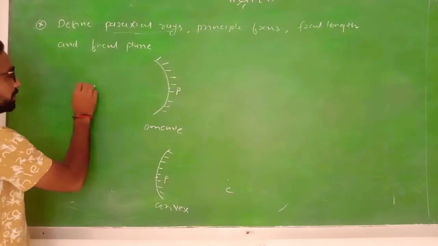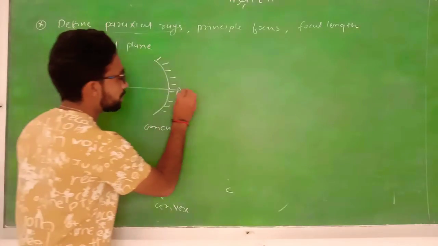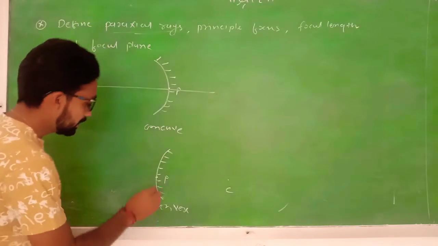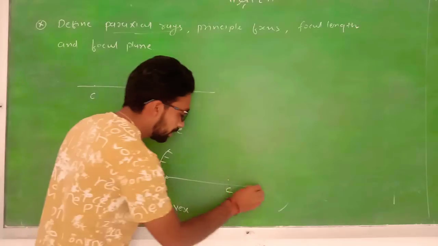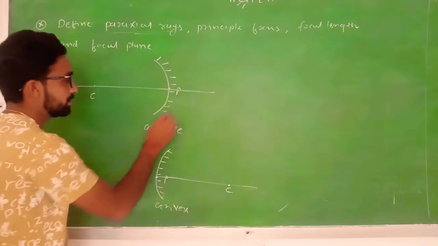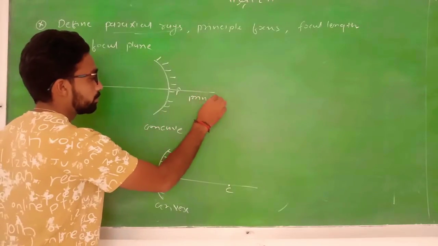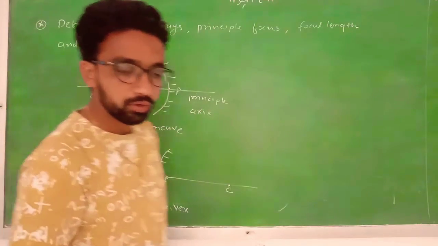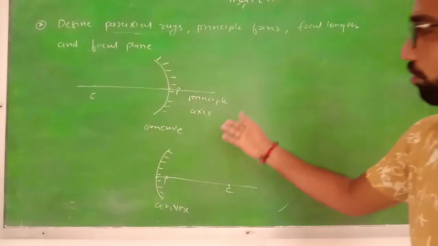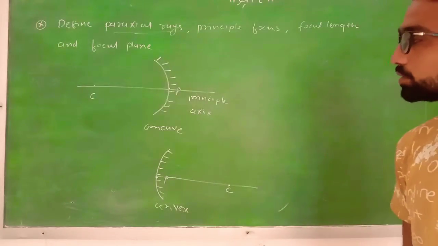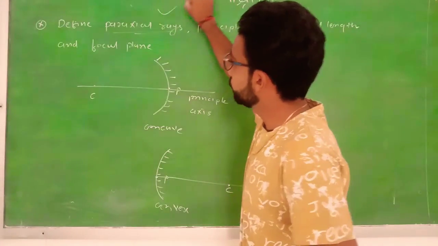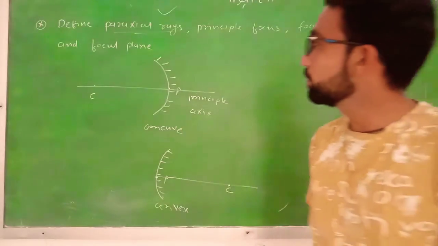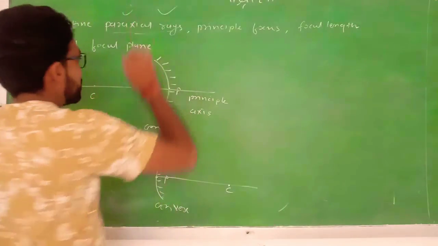The line that passes through C and P is known as the principal axis. So you should remember the center of curvature and the principal axis. Then you will be able to understand what paraxial rays are. So now we define the paraxial rays.